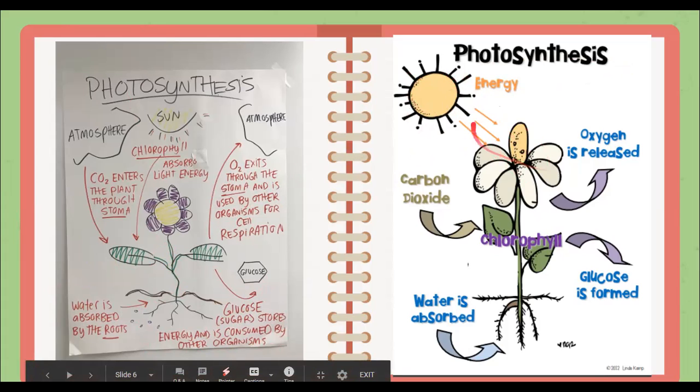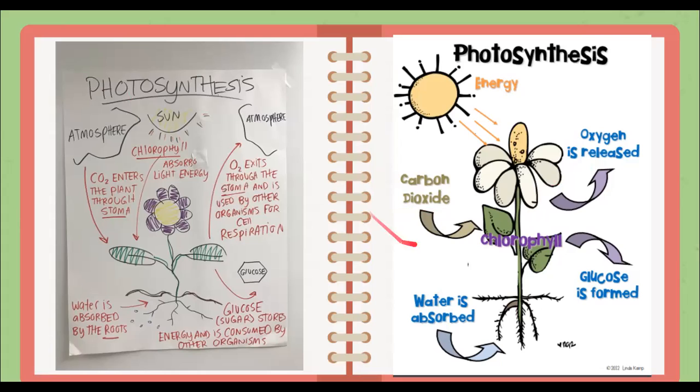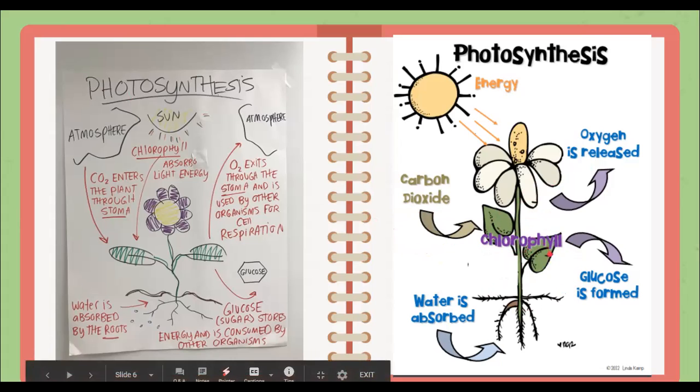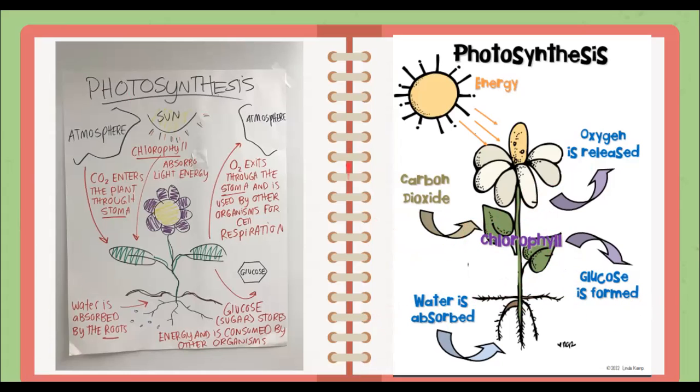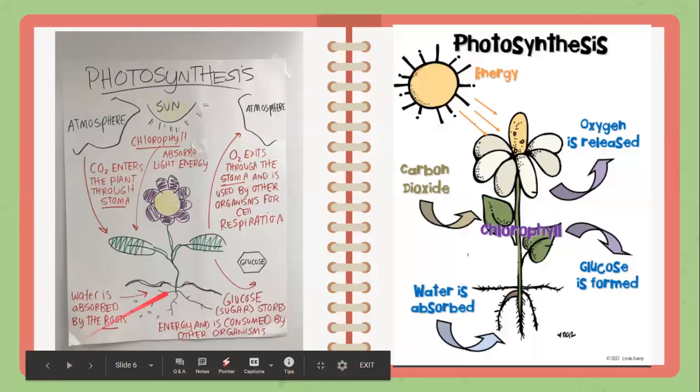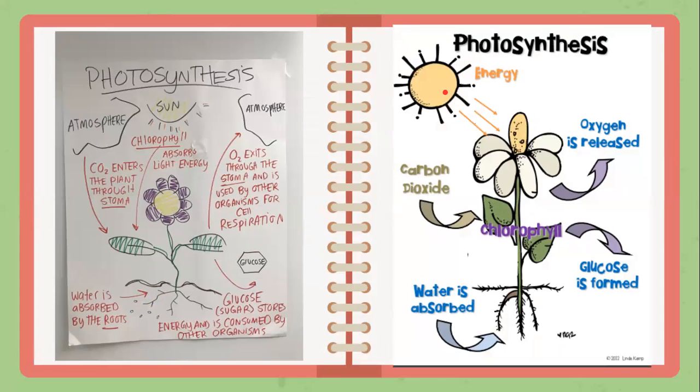Photosynthesis. The energy is going to the flower, oxygen is released, carbon dioxide goes in, and there's chlorophyll. This is chlorophyll, and the glucose is formed. The water is absorbed. In the flowers, the chlorophyll is not absorbing the green light. It's actually reflecting it. So it absorbs the blue and the yellow light from the sun rays.